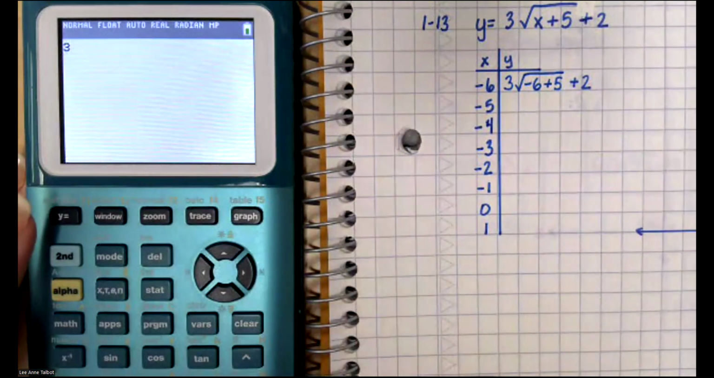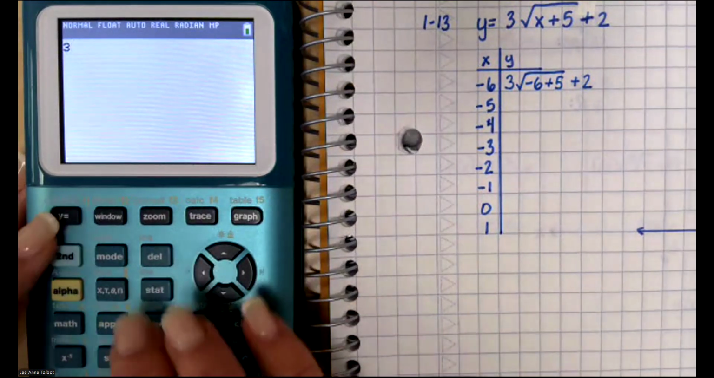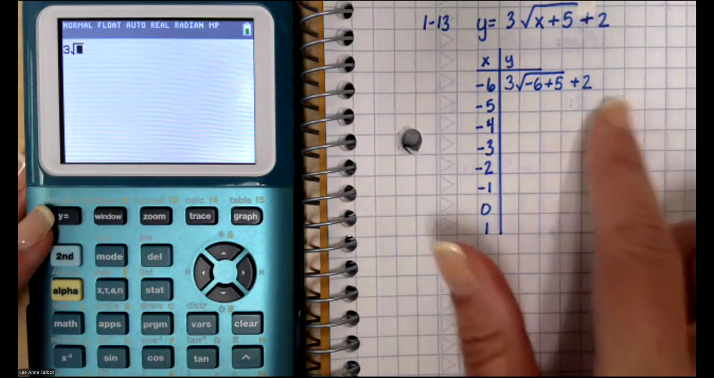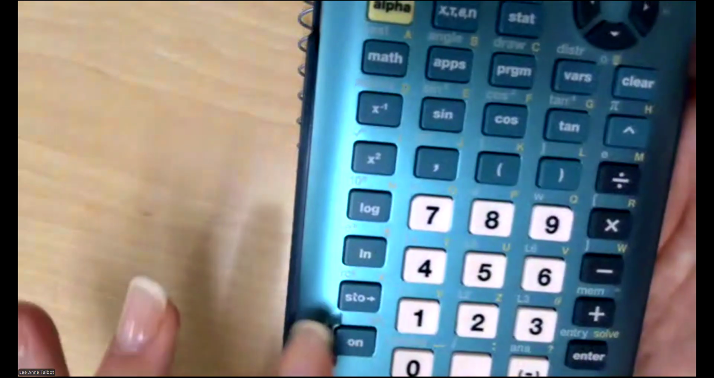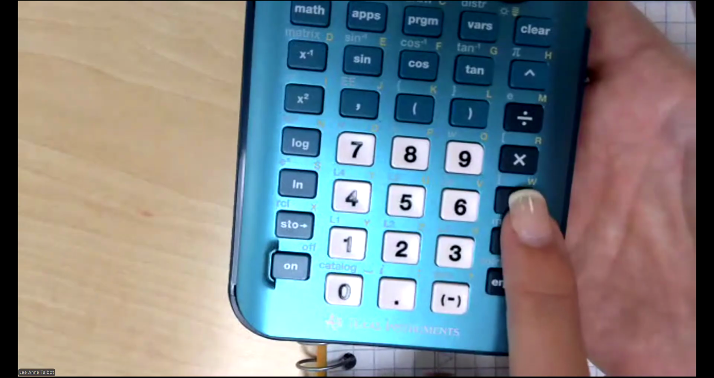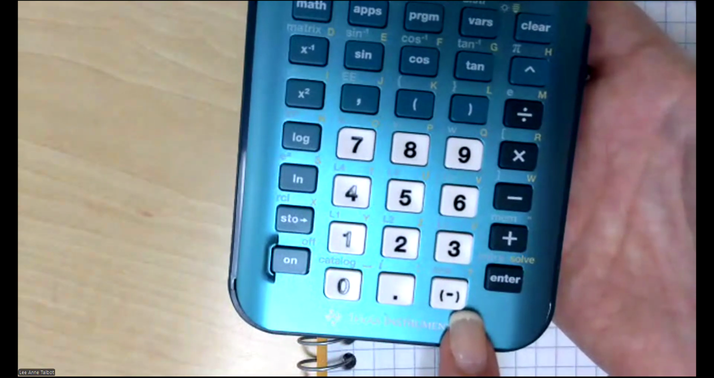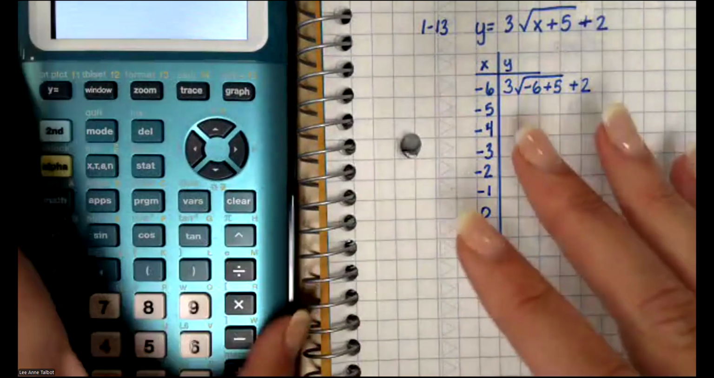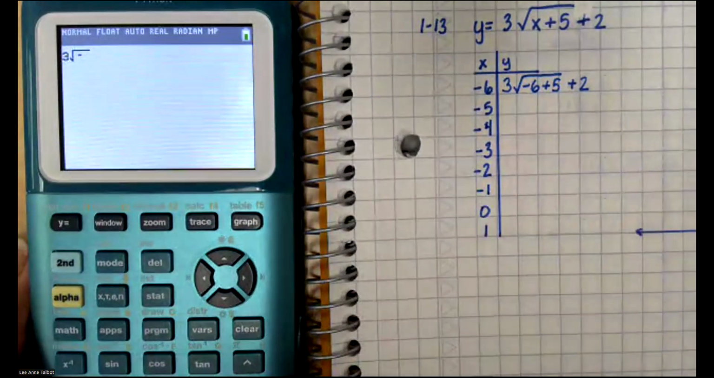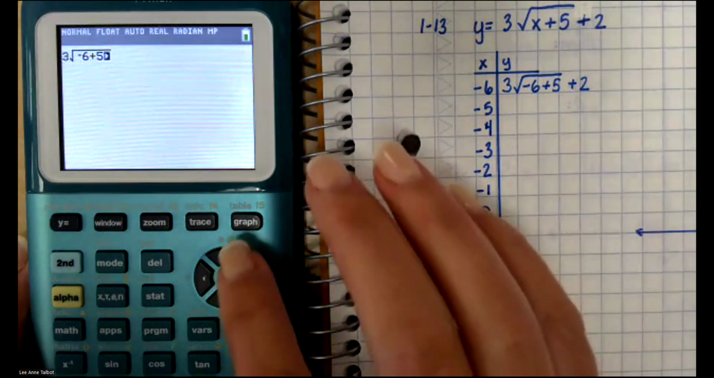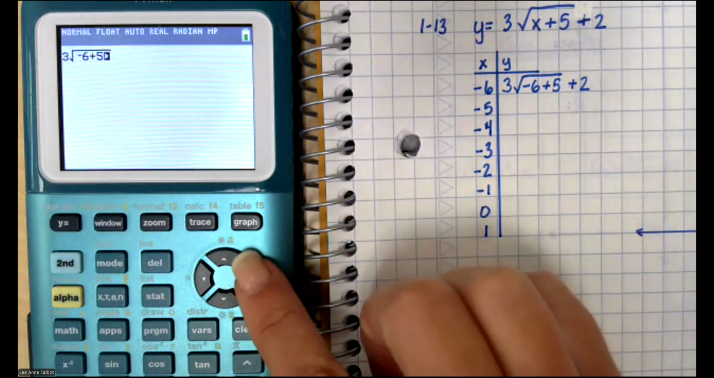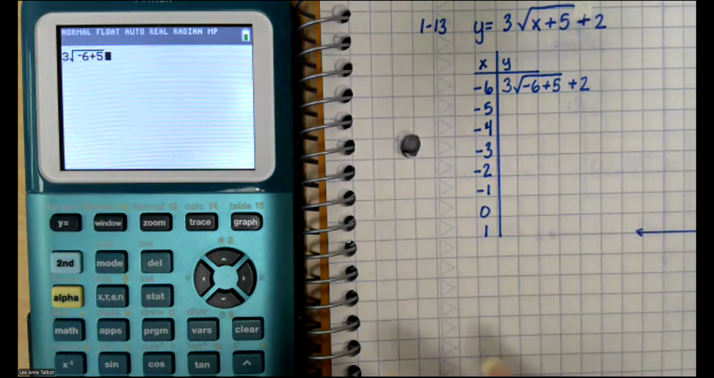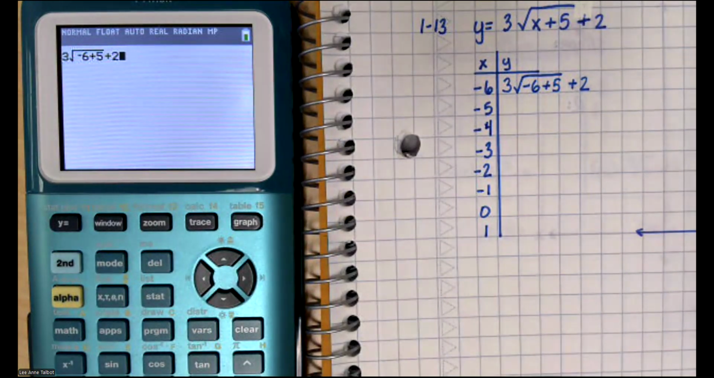So 3, second x squared. Okay, then you want to type a negative. This is the negative down here at the bottom. This is subtraction, but this is the negative down here at the bottom. You'll notice the negative is smaller and shorter. -6 plus 5. Correct. Now you're going to use the arrow key to arrow out of that and put +2 on the outside of the square root.